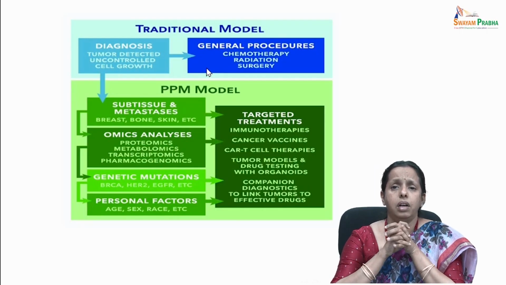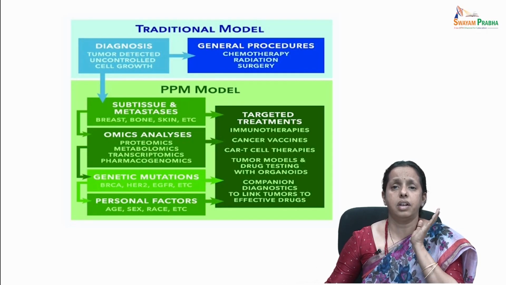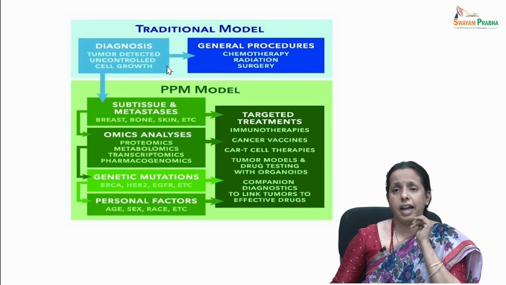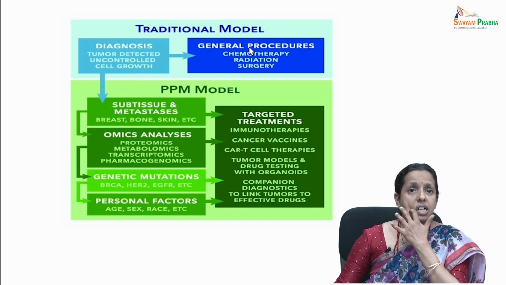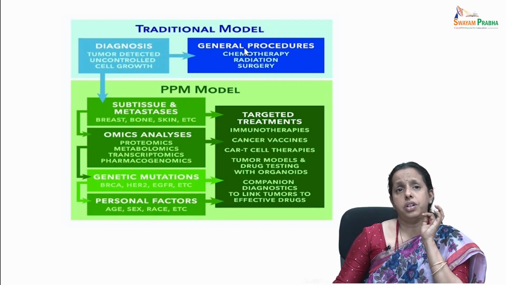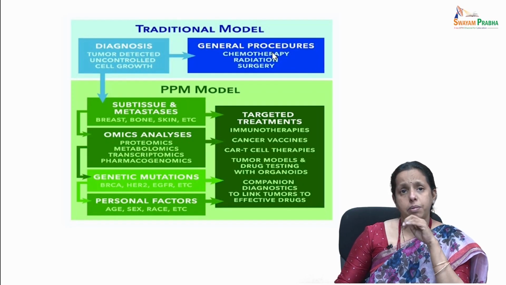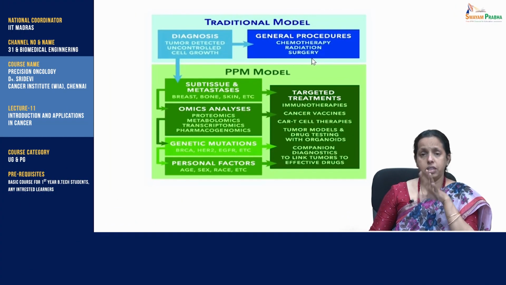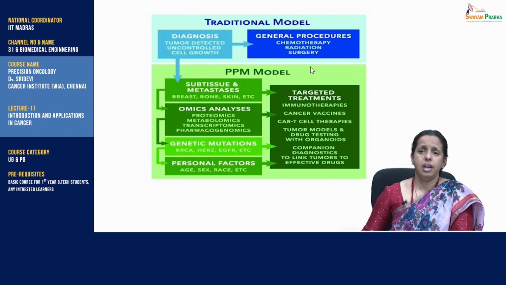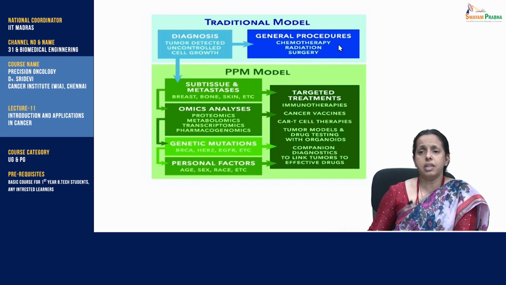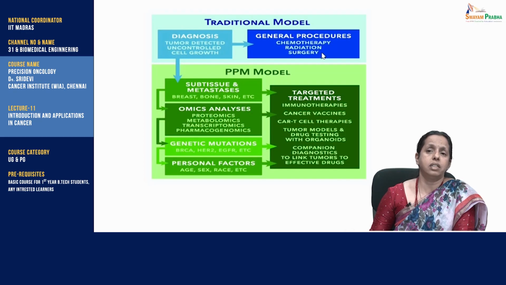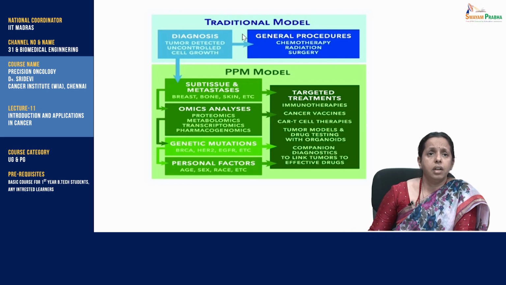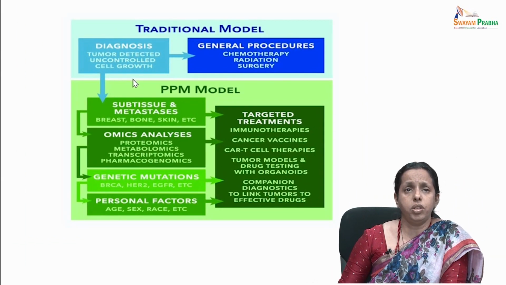Usually there are key differences from the traditional model of cancer care. What were the traditional, earlier methods? The general procedures for cancer treatment were chemotherapy, radiation, and surgery, based on whatever stage the patient approaches the clinic. However, this treatment's efficacy varies greatly across individuals and often causes harm to healthy non-cancerous organs and tissues. This is after the diagnosis of the tumor.